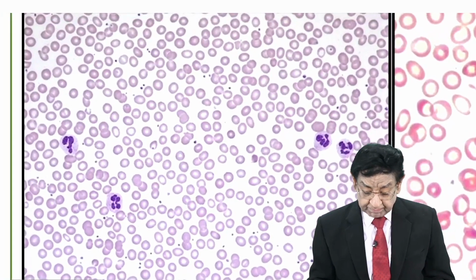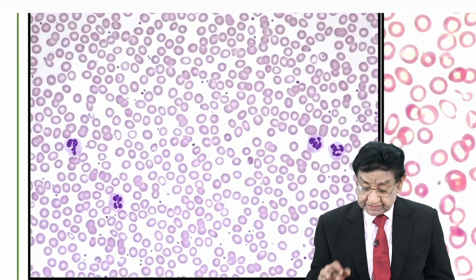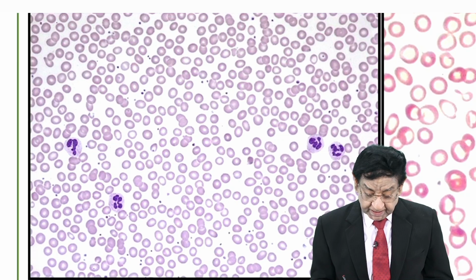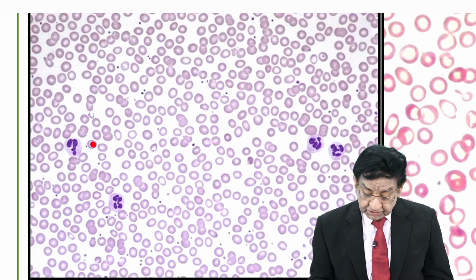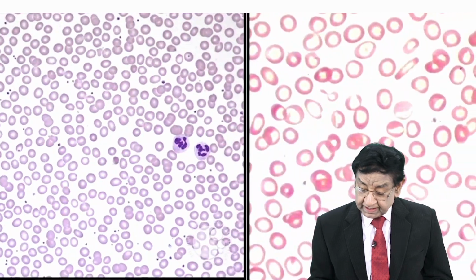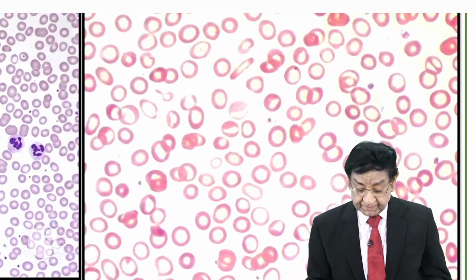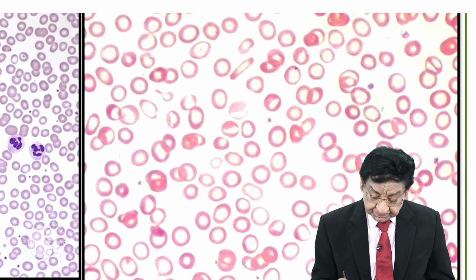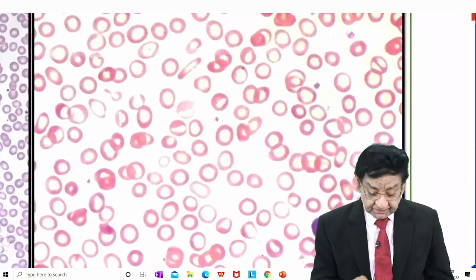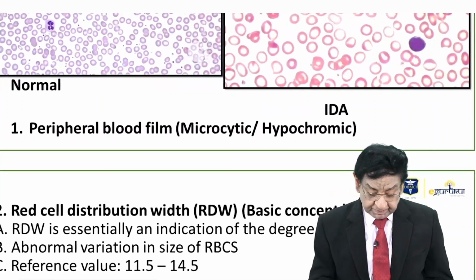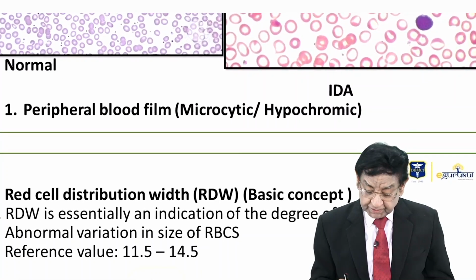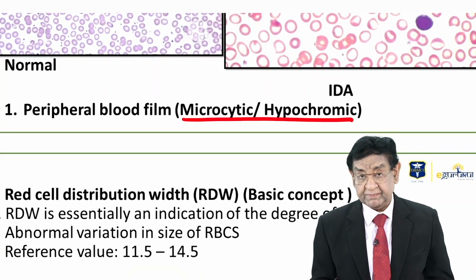This is a normal peripheral blood film. You can see RBCs with some central pallor. Now in iron deficiency anemia, this central pallor is increased and the RBC size becomes even smaller. So in the peripheral blood film, you get microcytic hypochromic anemia.